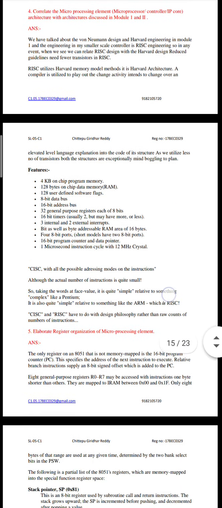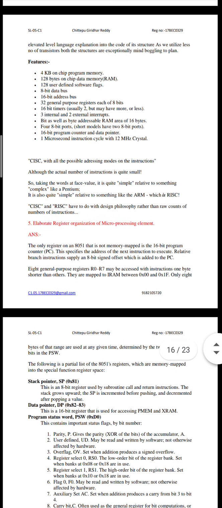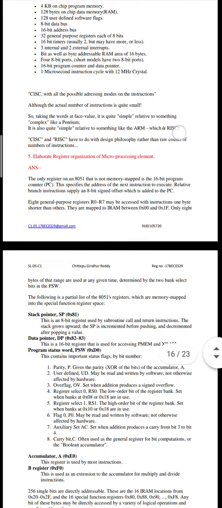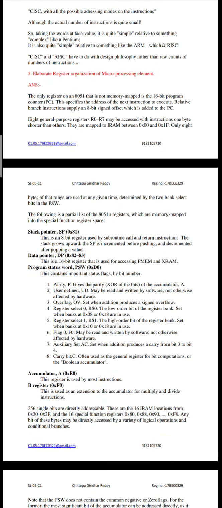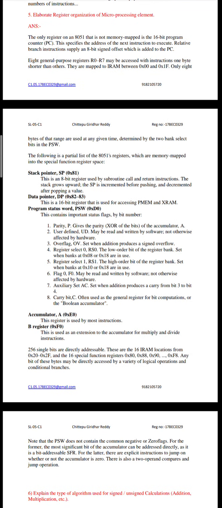Here are the features of the 8051: 4 KB on-chip program memory, 8-bit data bus, 16-bit address bus, 3 internal and 2 external interrupts, 16-bit program counter and data pointer, and a 1 microsecond instruction cycle with a 12 MHz crystal. CISC and RISC have to do with design philosophy rather than raw counts of the number of instructions. If we elaborate on the register organization of the 8051, the only register on the chip that is not memory mapped is the 16-bit program counter.